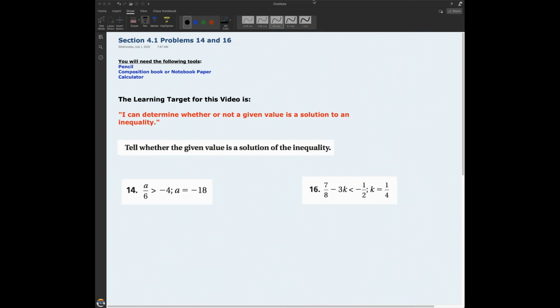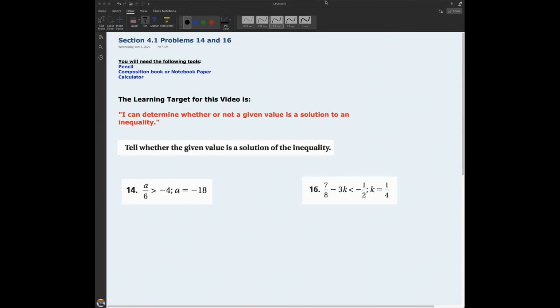Hey everybody, Mr. Odom here, and we are going to take a look at a couple problems from section 4.1. You will need a pencil, composition book, or notebook paper to take notes, and you might need a calculator for these problems, you might not.